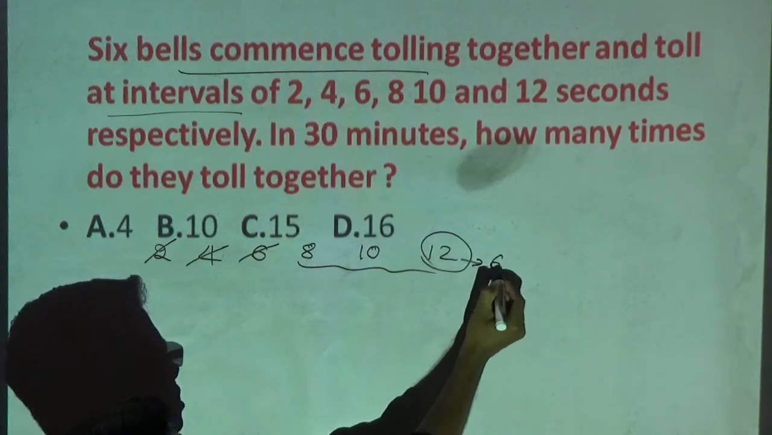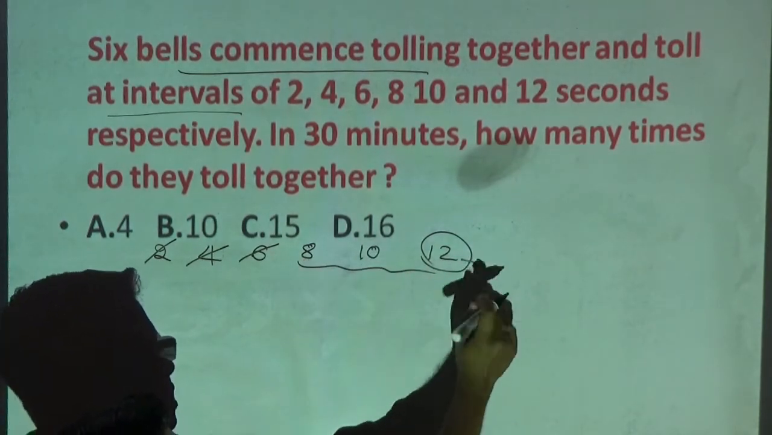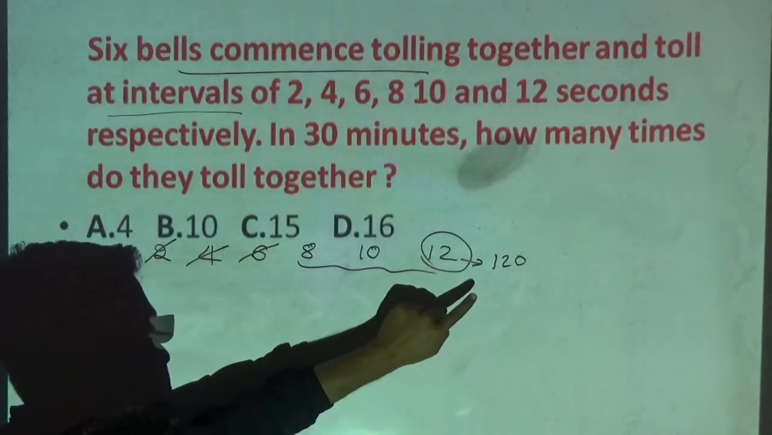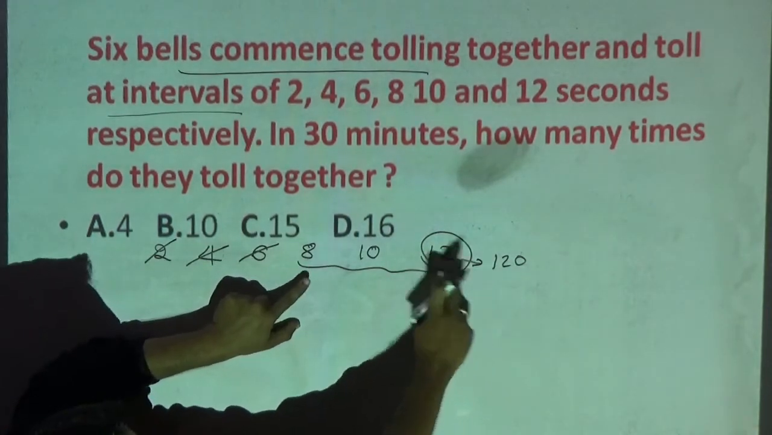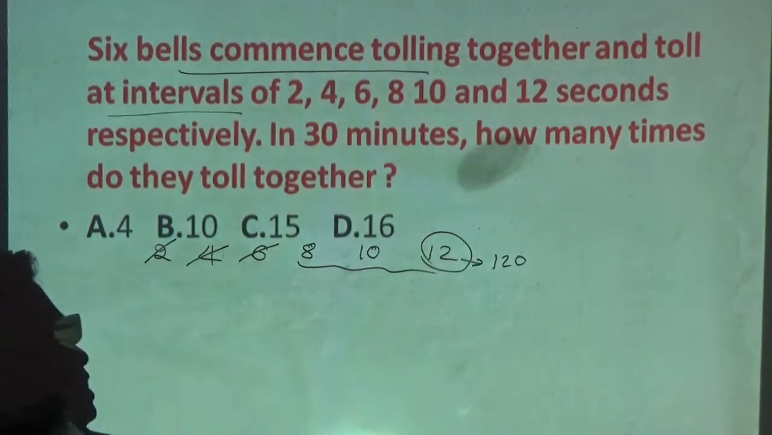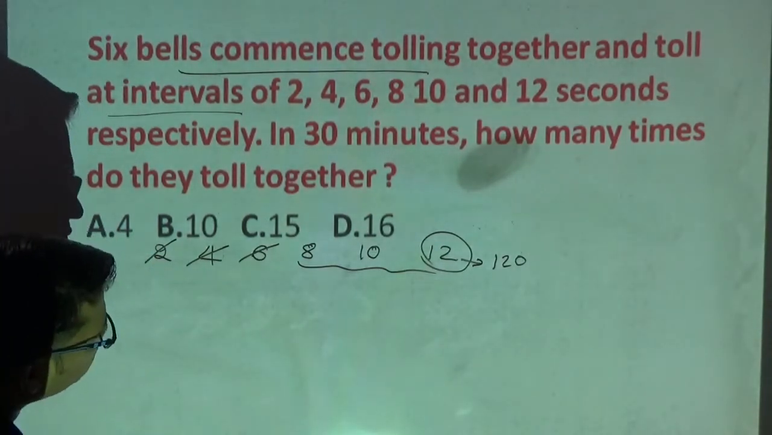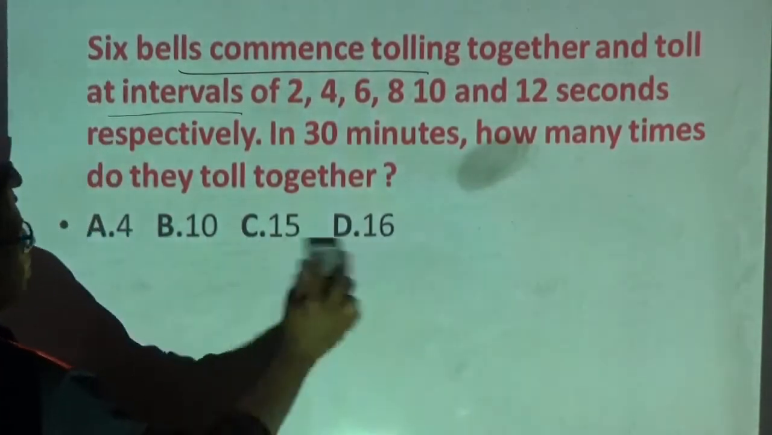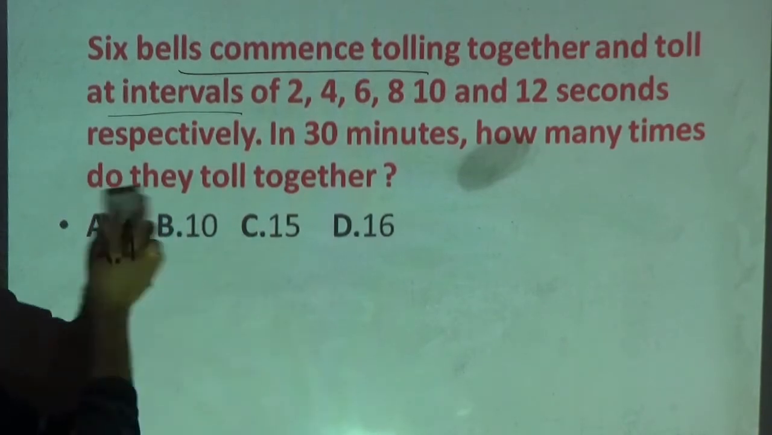12 times 5 is 60. Is it divisible by 8? No. Then 120. Now 8 divides 120, right? Yes, and 10 also divides 120. The LCM of these is 120. How did I find the LCM? Very quickly, you observe. So what is the LCM? 120.